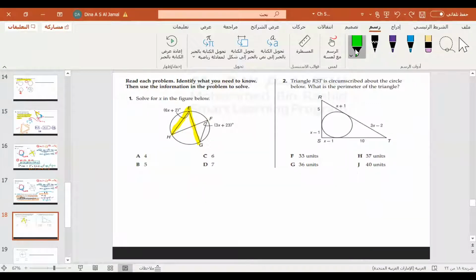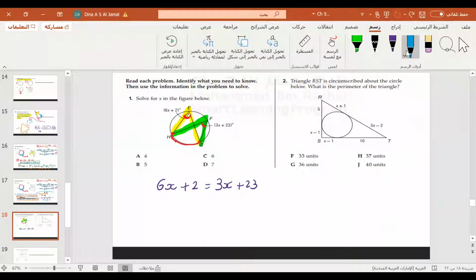These 2 angles are called inscribed angles. And when 2 inscribed angles are sharing the same end, that means they are sharing the same intercepted arc. That means they will be described as 2 congruent inscribed angles. Now let's further describe them. How can I solve for the 2 congruent angles? That means I will make their measures equal. So your 6x plus 2 is equal to 3x plus 23.